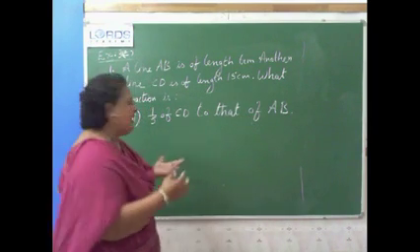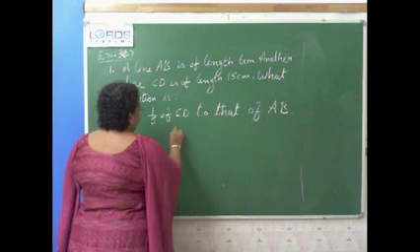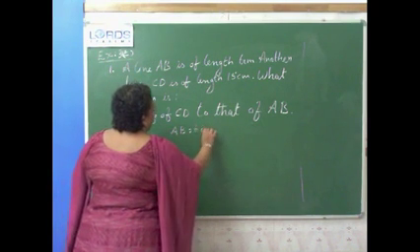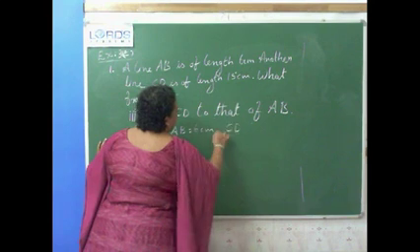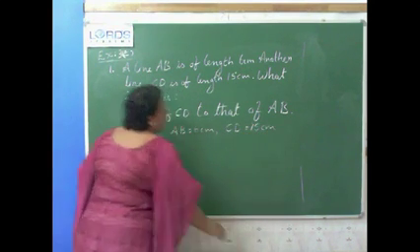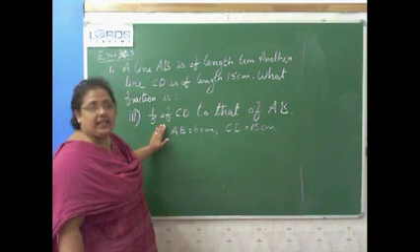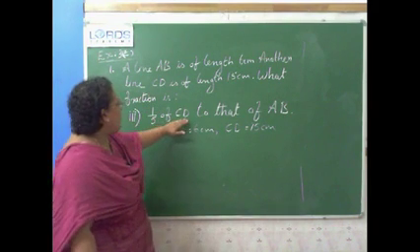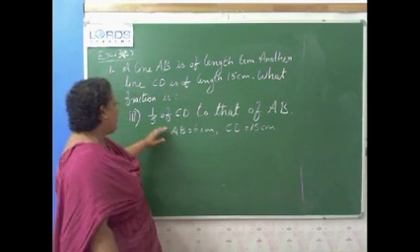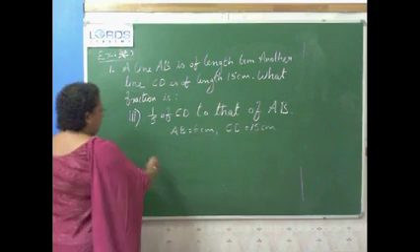Again we will write what is given in the main question, that is AB is equal to 6 centimeters, CD is equal to 15 centimeters. Now, the question given is 1 by 5 of CD to that of AB. So, first what you have to find? You have to find 1/5 of CD.